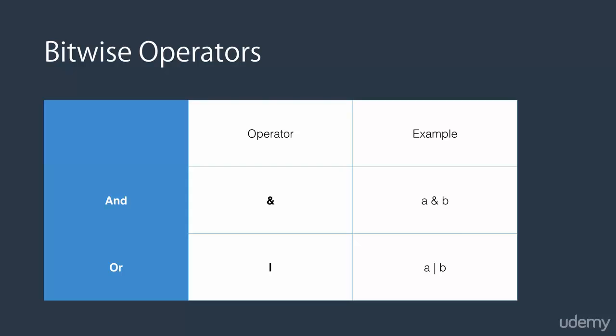Now, what I want you to take away here is that the bitwise AND is indicated by a single ampersand, whereas the logical AND, which we use in conditional statements, is indicated by double ampersand. Same for bitwise OR and logical OR. So remember the difference. Okay, enough theory. Let's flip over to Visual Studio and see all these concepts in action.